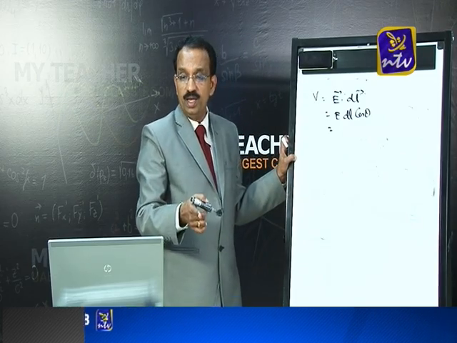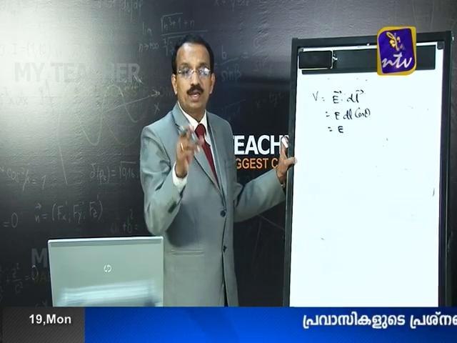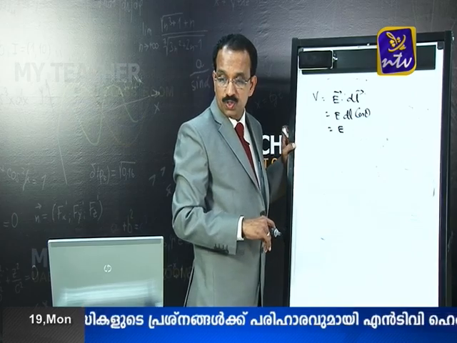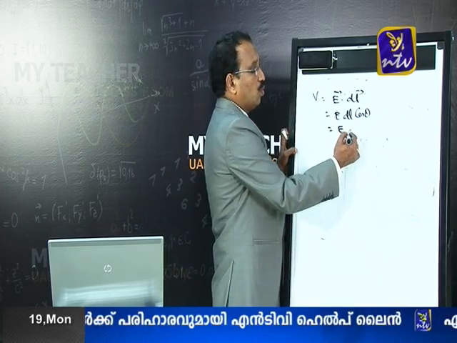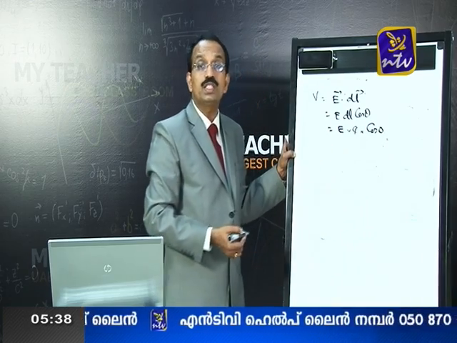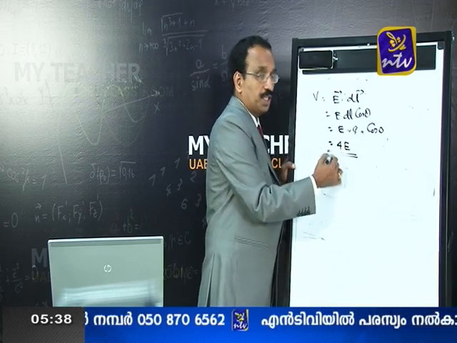E is the electric field, given as E. dl is the length of the line. From the diagram you can make out 6 minus 2, so 4 meters is the length of the line. And cos theta you can take as cos 0, because along the same line cos 0 is 1. So, the answer is 4E, the potential difference.